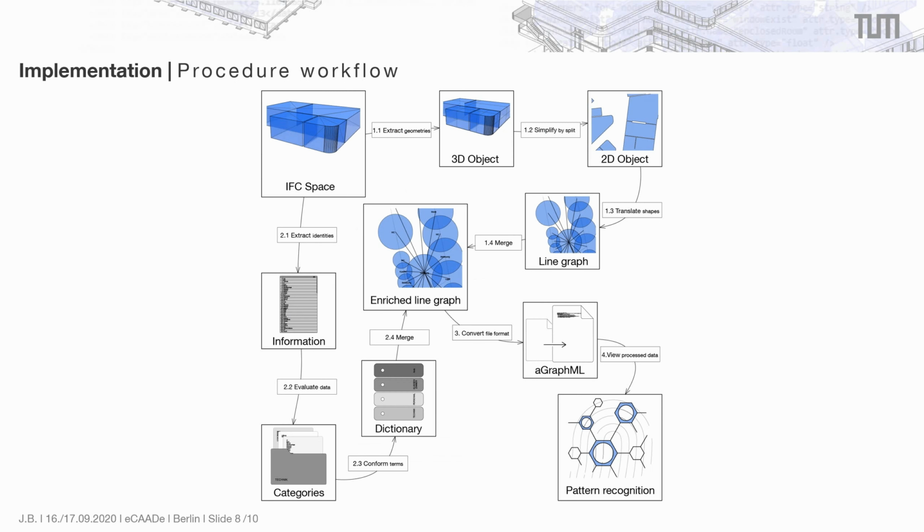Now we come to the procedure workflow. First of all, you have the IFC space, as you can see, and then you need to extract using the Rhino.Inside component. The next steps need to be taken simultaneously but apart from each other. So we have 3D objects that are turned into 2D objects and translated into readable shapes for the Dolphin plugin, while at the same time you extract the identities from the IFC space, evaluate this data, conform these terminologies into a dictionary that is set up using the 12 buildings of future school buildings by Freires and Commerel, and then assign these room names to the rooms.